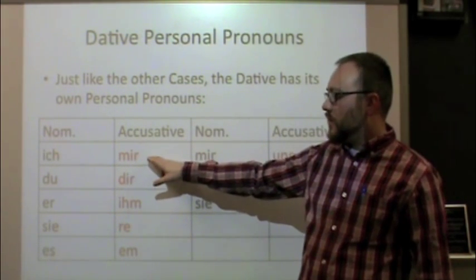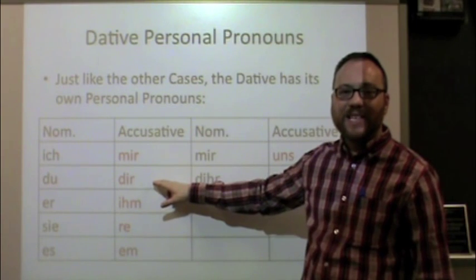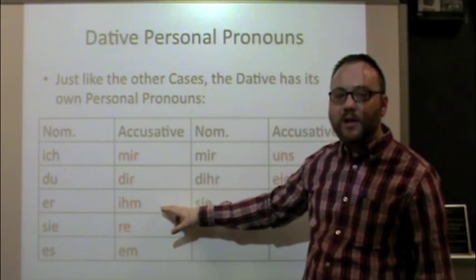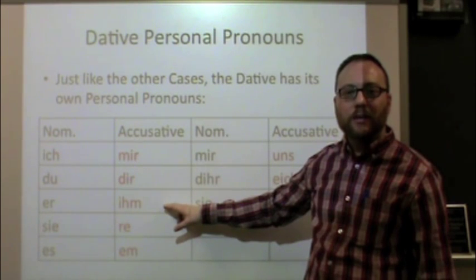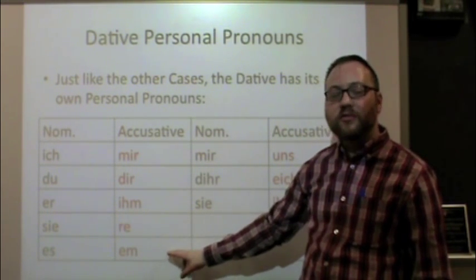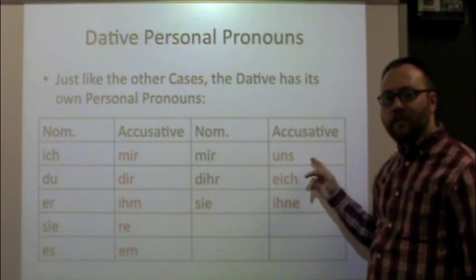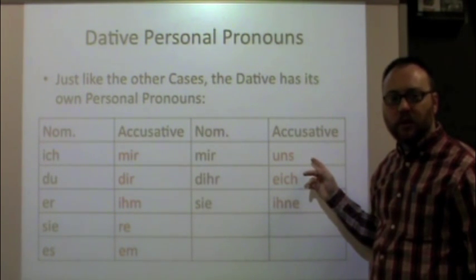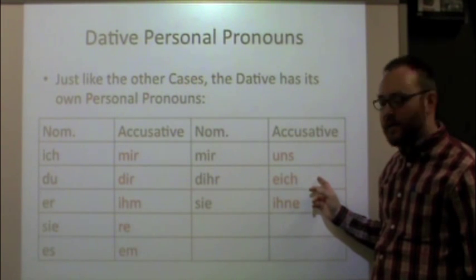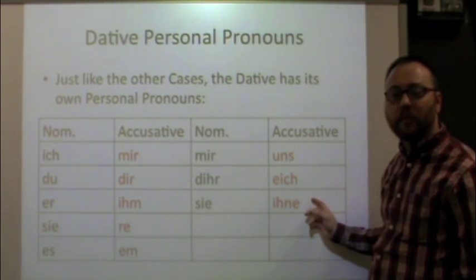The dative form of ich is mir. The du form, dir. The er form, ihm. The sie form, ihr. The es form, ihm. The wir form, uns. The ihr form, euch. And the sie form, ihnen. Depending on where you are, some people pronounce it "ihnen," some people pronounce it "ihna."